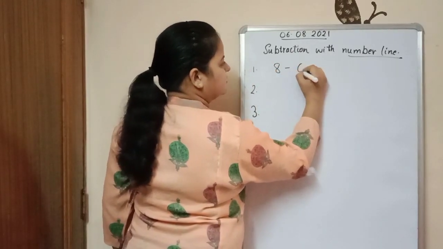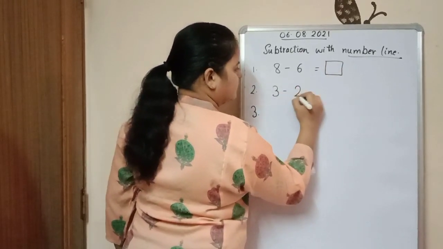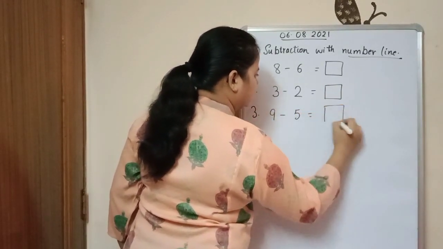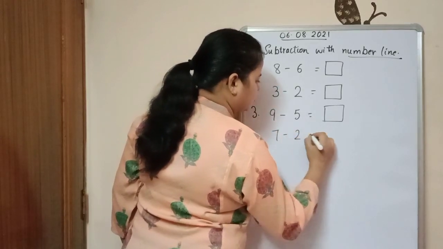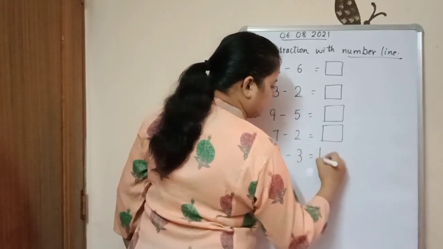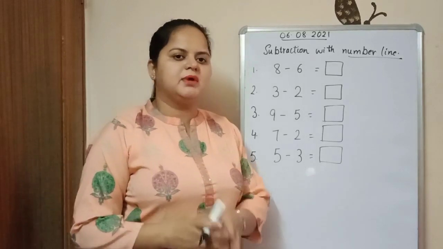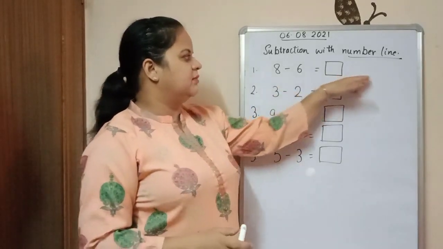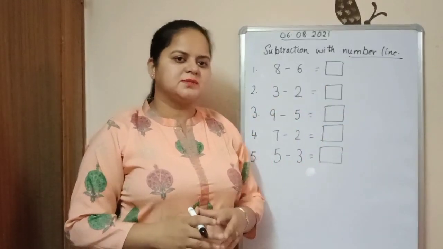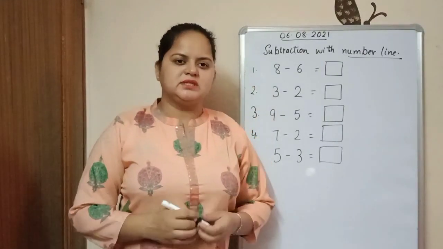8 minus 6. 3 minus 2. 9 minus 5. 7 minus 2. And 5 minus 3. These 5 sums you have to do in your homework with number line. You have to make a number line for each sum, and after that do the back jumps and get the answers.